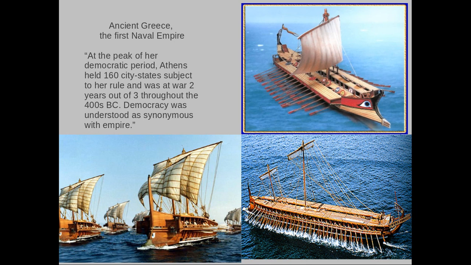What was unique about ancient Greek civilization was that it was the first large-scale imperial civilization. They had an enormous army, Athens in particular, and fairly elaborate military ships. You can see the pictures here, a combination of rowing by slaves and sail-powered ships. At the peak of her democratic period, Athens held 160 city-states subject to her rule and was at war 2 years out of 3 throughout the 400s BC. Democracy was understood as synonymous with empire.